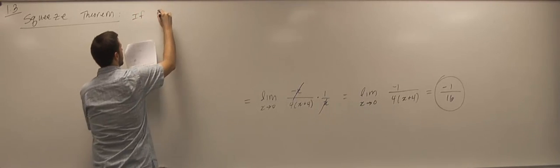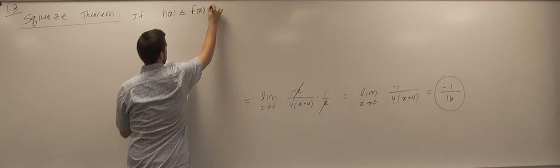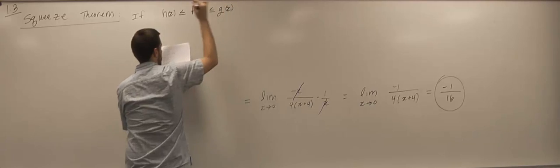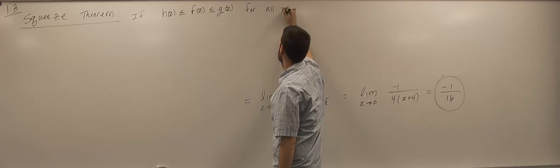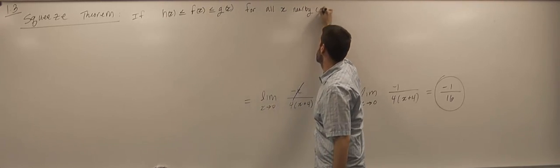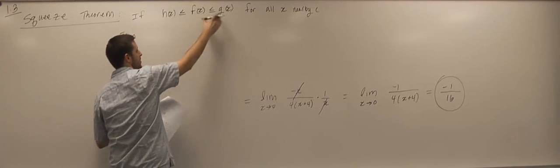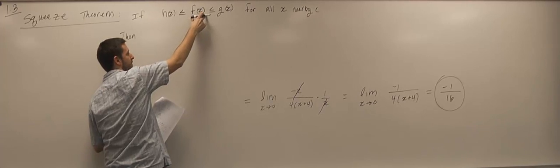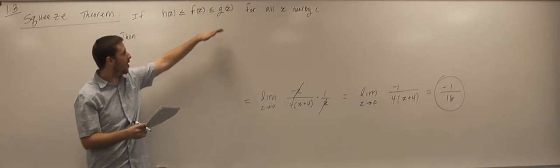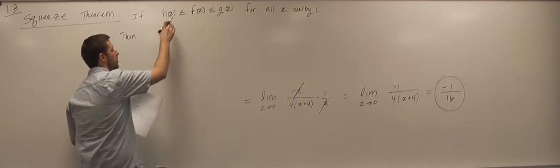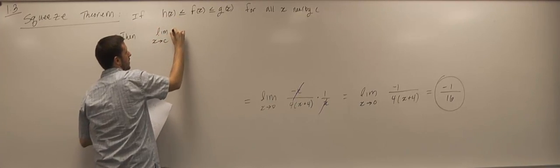If you have some function trapped between two other functions, for all x values nearby some c, then in some way I've surrounded my function values by two other functions. What happens then is you can take the limit of all of these. So if this is true, then the limit as x goes to c has to obey the same inequality.